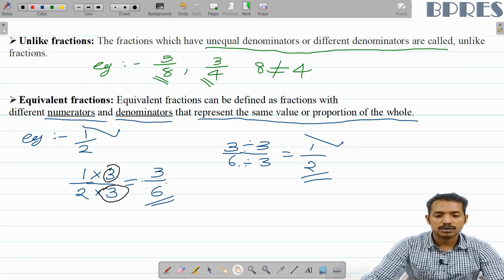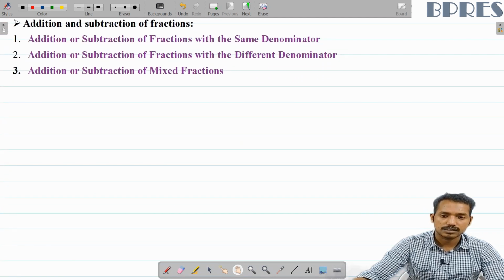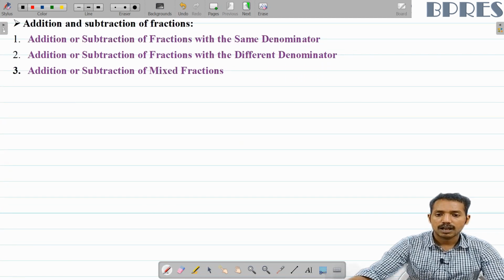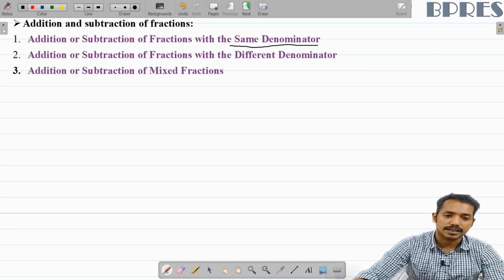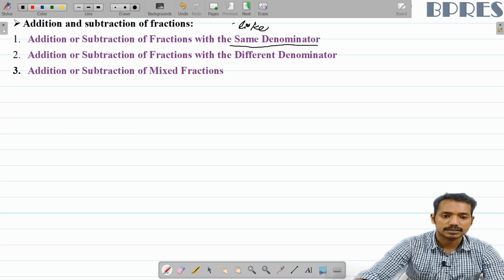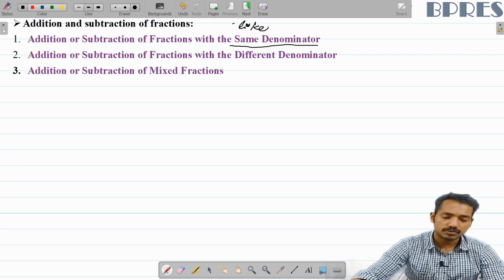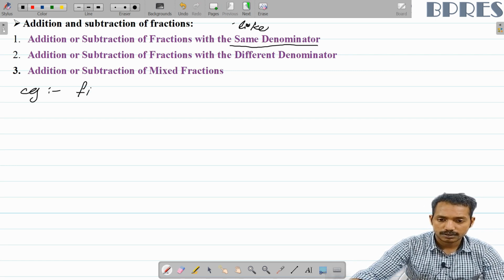Now let's discuss how to add different types of fractions. First we are going to discuss addition or subtraction of fractions with the same denominator. That means in case of like fractions. Okay, so how to add or subtract the like fractions? For example, we can take: find 5 by 8 plus 2 by 8.